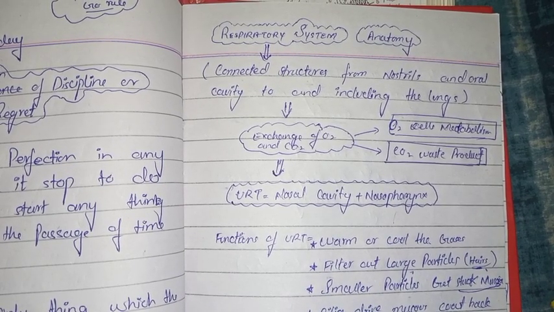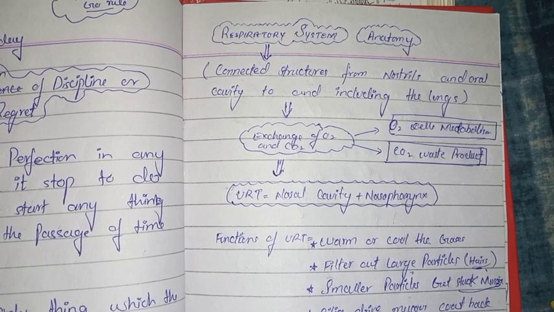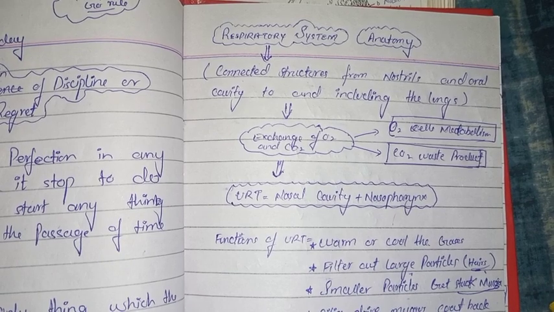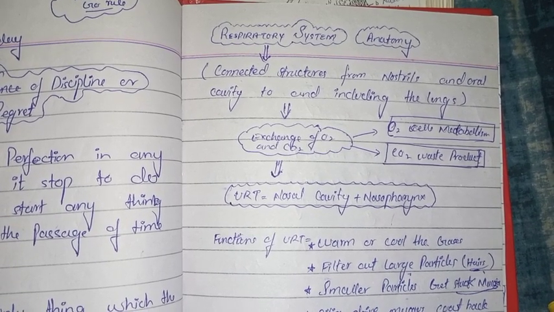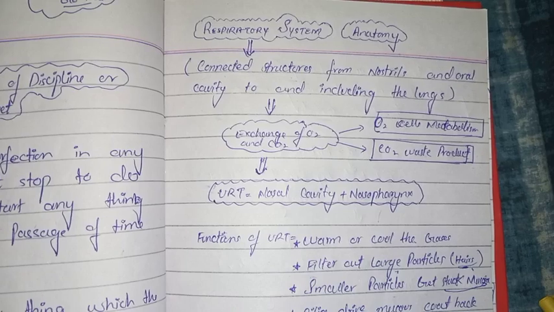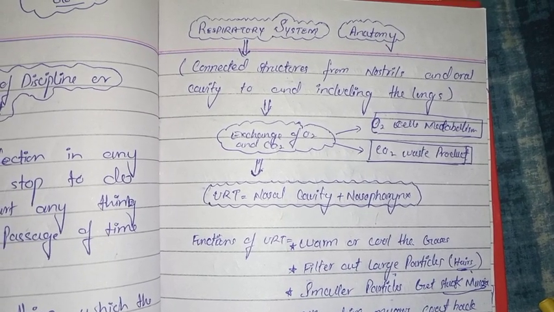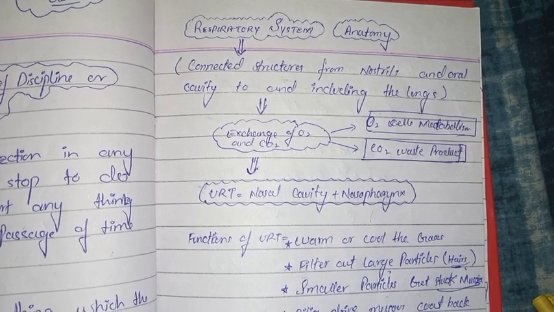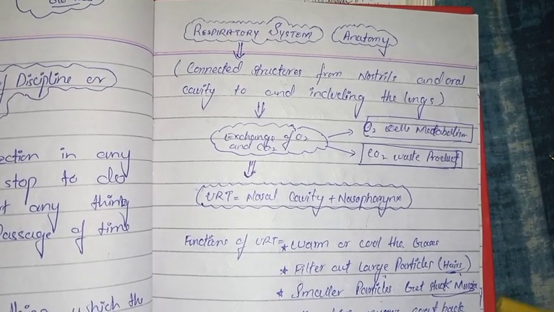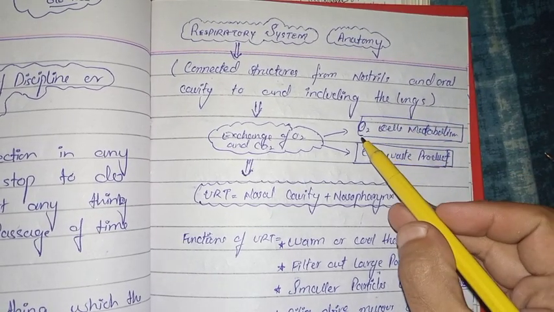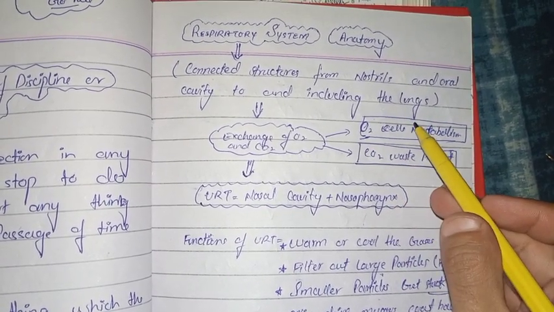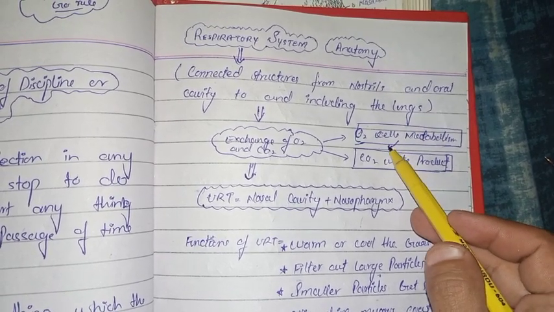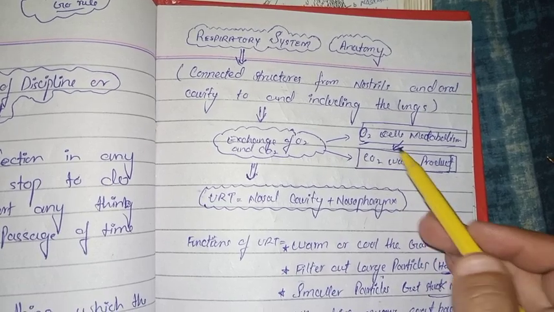It is connected structures from nostrils and oral cavity to, and it also includes lungs. So, the main purpose of respiratory system is to exchange gases, for example oxygen and carbon dioxide. As we know, oxygen is utilized for cell metabolism, and as a result of metabolism, carbon dioxide is produced as waste product.